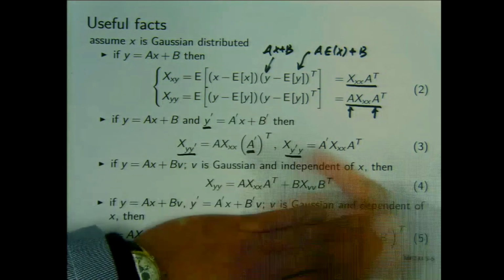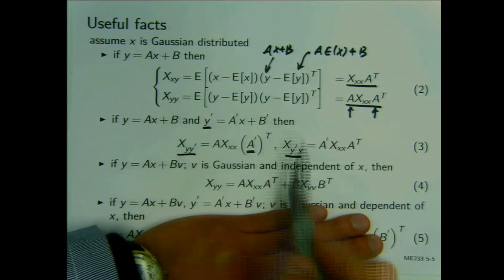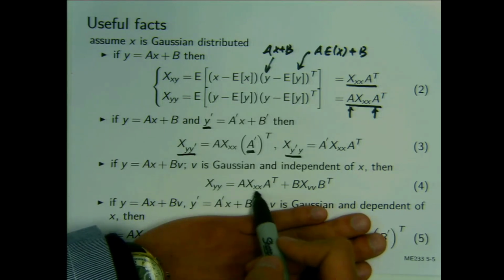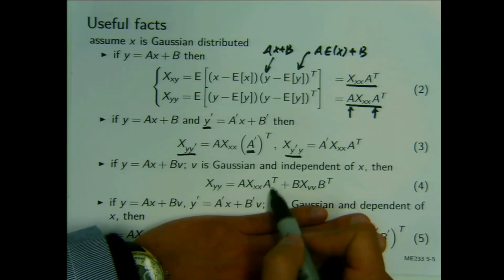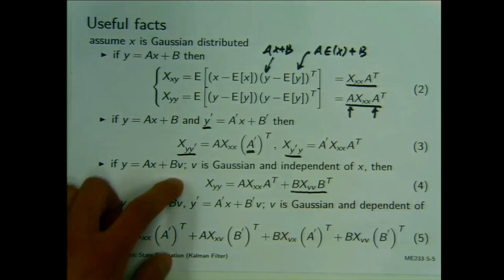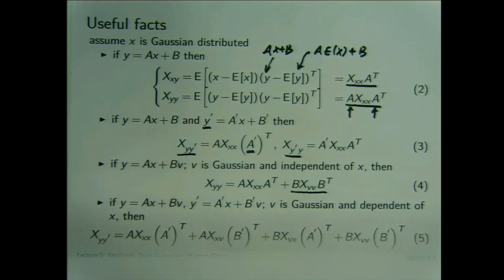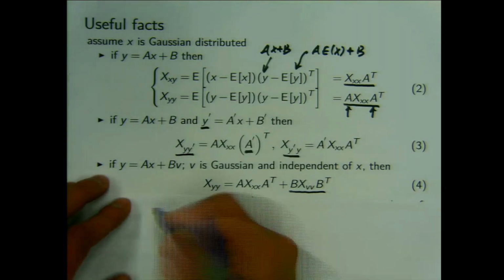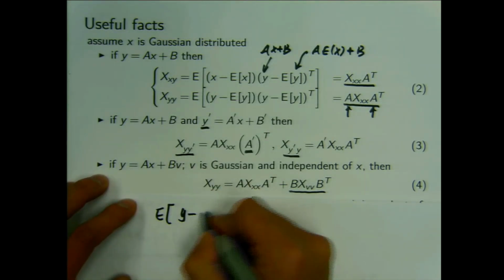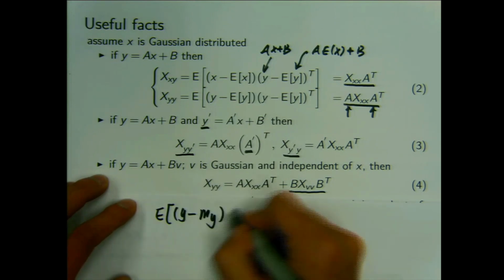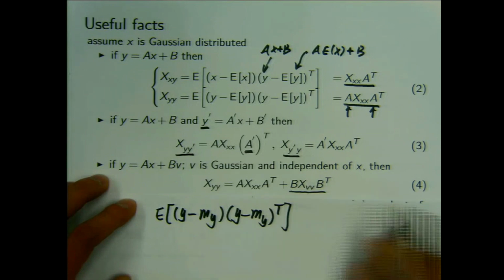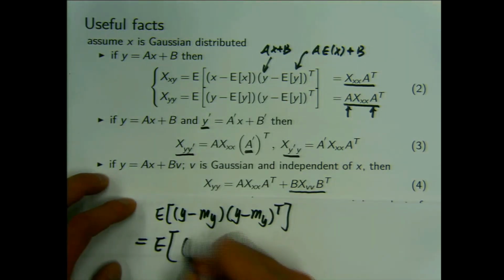Then if we follow the definitions, we're going to have the covariance of X times A transpose, plus this information of V. I will show this once, and then I will just be using it in the remainder of the lecture. You just have to write out the definition.